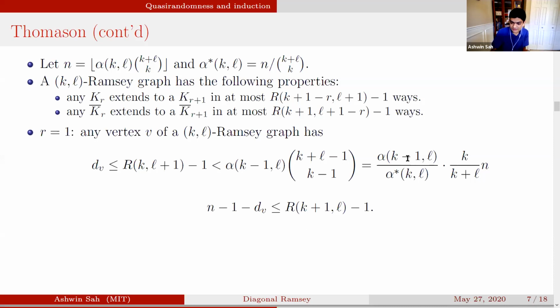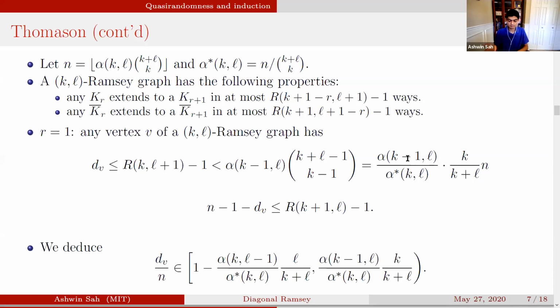And we can similarly use the inductive hypothesis, and if we do some calculations similar to before and put it all together, we get the following bounds. We find that the degree over n is between these two quantities, which are symmetric to each other in a certain sense. Perhaps one thing to note off the bat is that if alpha is the constant function 1, then alpha star is also 1. And this bound will say that the degree divided by n of a vertex is at least k over k plus l on the left-hand side and strictly less than k over k plus l on the right-hand side, which is an immediate contradiction.